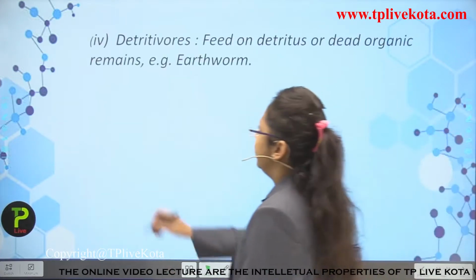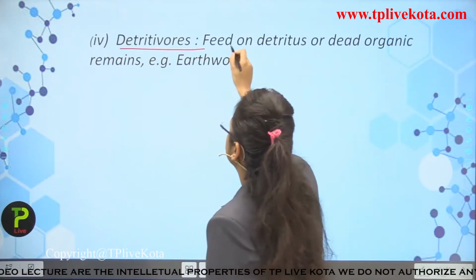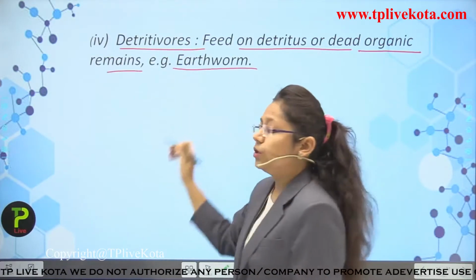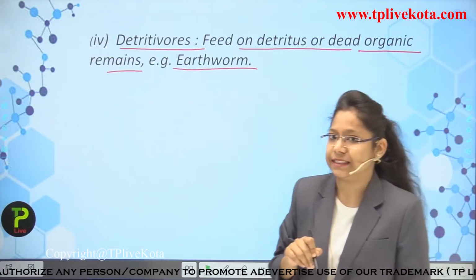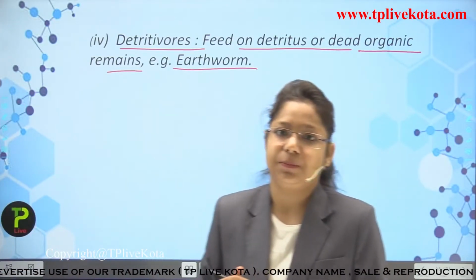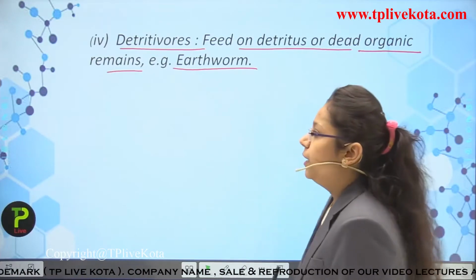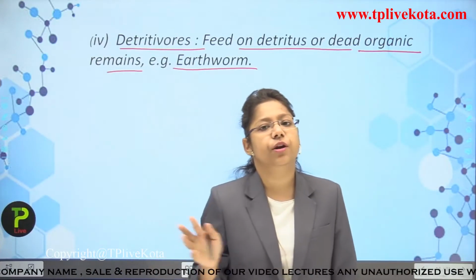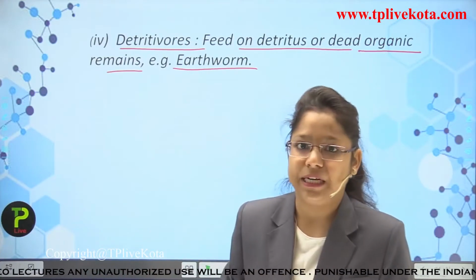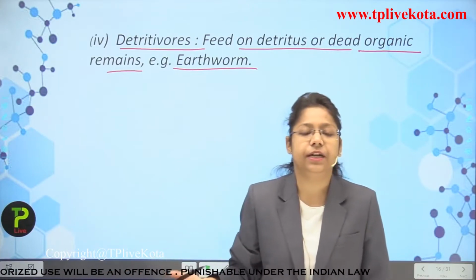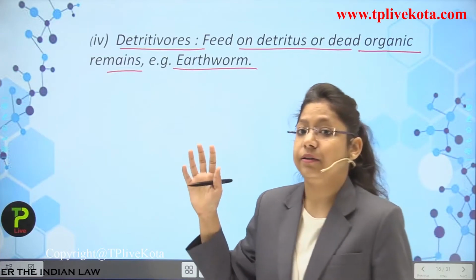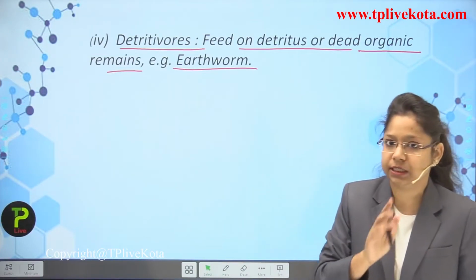So detritivores. So what are detritivores, students? They feed on detritus or dead organic remains, like earthworms. So earthworms are the organisms which are present inside the soil and they feed upon the dead and decayed material present inside the soil. Okay, and they are also useful for making the soil fertile. Actually what they do, they break down the dead and decayed material and release the nitrogen from it, and then it creates humus, that is the top layer of the soil. So they are useful for soil fertility maintenance also.